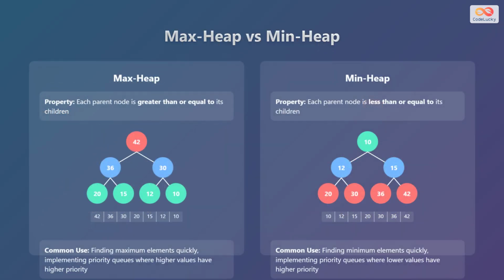Now let's compare max-heaps and min-heaps. A max-heap has this property: each parent node is greater than or equal to its children. A common use case is to find maximum elements quickly and implement priority queues where higher values have higher priority. A min-heap has this property: each parent node is less than or equal to its children. A common use is to find minimum elements quickly and implement priority queues where lower values have higher priority.